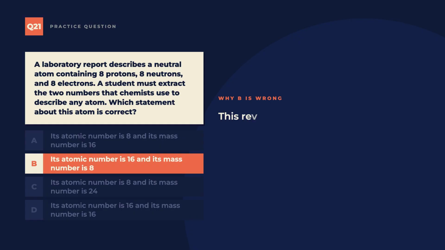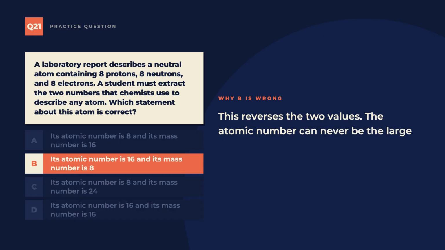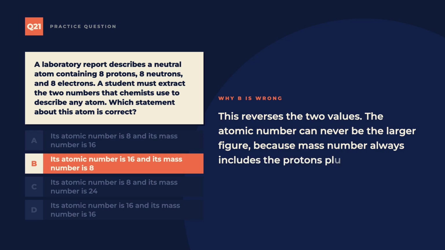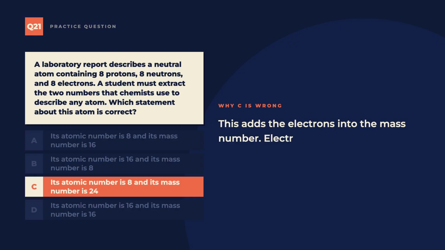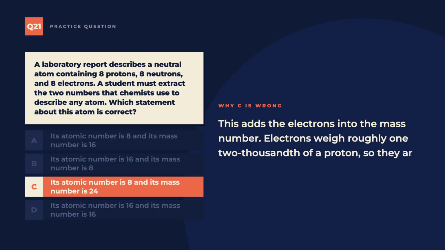B is wrong because this reverses the 2 values. The atomic number can never be the larger figure, because mass number always includes the protons plus any neutrons present. C is wrong because this adds the electrons into the mass number. Electrons weigh roughly 1/2000th of a proton, so they are excluded from mass number entirely.